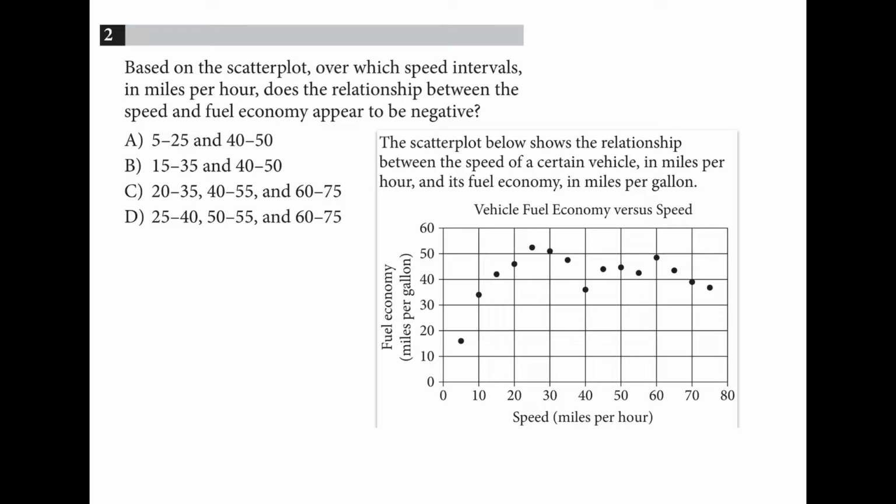Based on the scatter plot, over which intervals does the relationship between speed and fuel economy appear to be negative? So if you look between 5 and 25, we are going up. That's positive. So that one's out. If we're looking between 15 and 35, that's still overall positive, so that one's out. If you look between 20 and 35, it's about the same, but it's not negative.